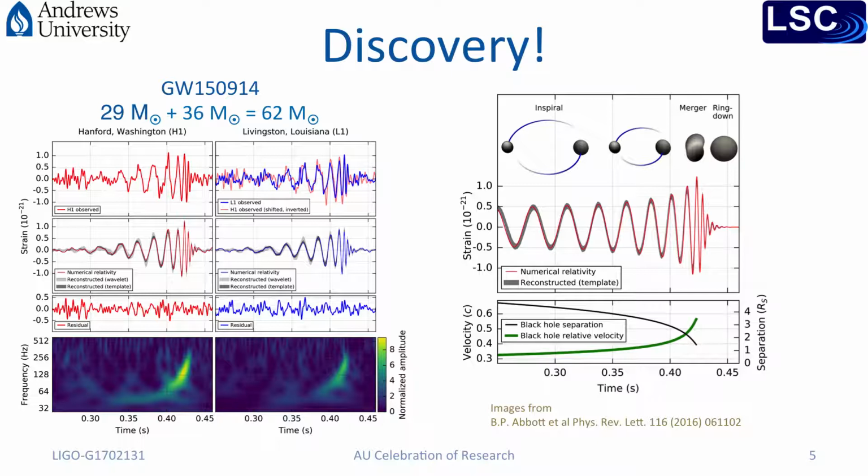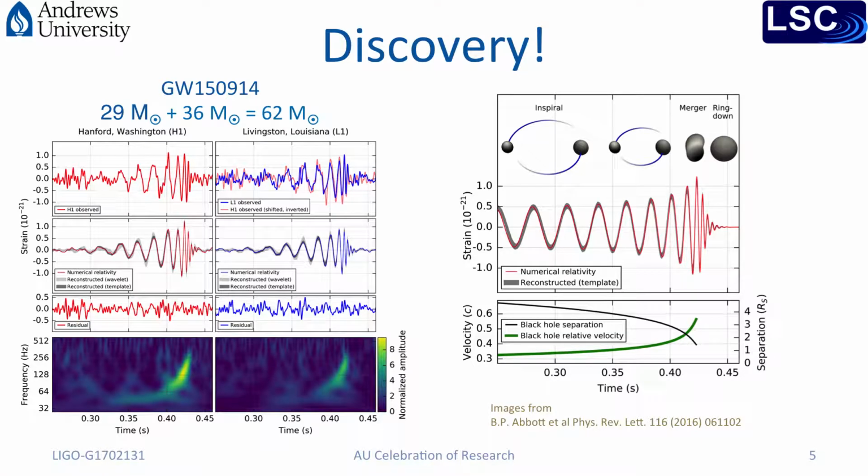Now, if you're good at doing math in your head, you add together 29 plus 36. Does that equal 62? No, there seems to be a little bit of mass missing. And actually, what happened was that 3 solar masses worth of energy, because Einstein says mass and energy are pretty much two sides of the same coin, was emitted in the form of gravitational waves. So a whole bunch of energy was released out into space.